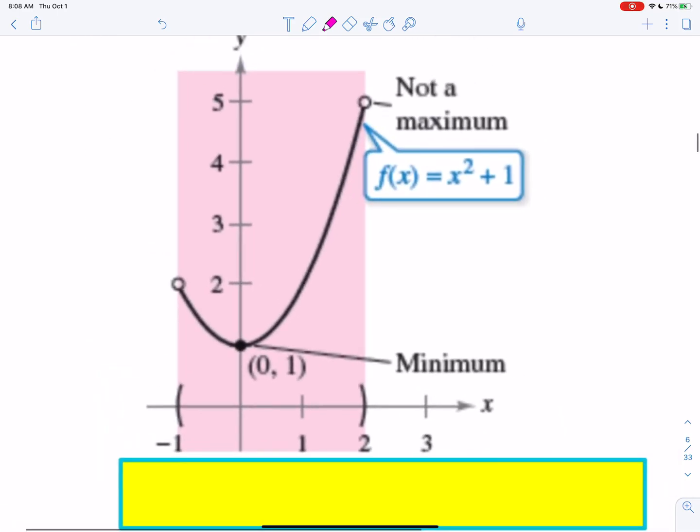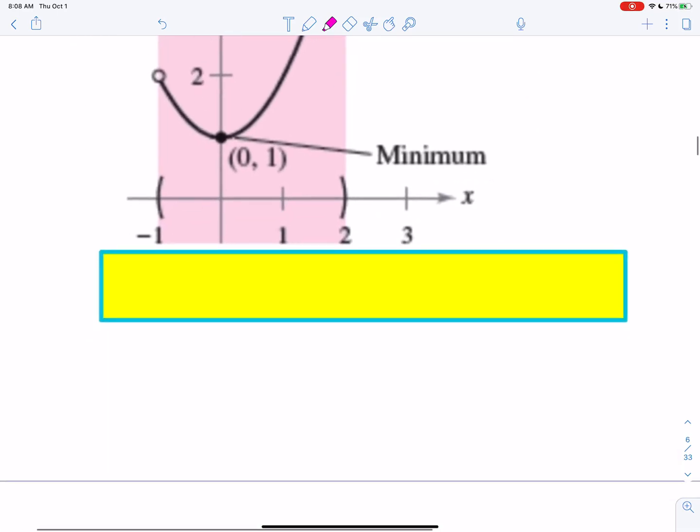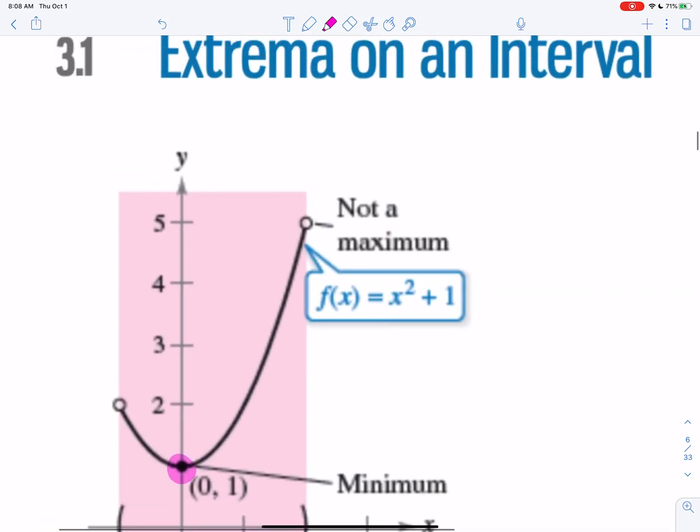Now here, we have a minimum. But notice how this graph is drawn a little bit differently. It's open at the end, okay? So the thing is, some people will argue that the maximum is right there, okay? Which then I would ask you, what would the maximum value be, right? And if you argued 4.9, I would tell you that no, it's 4.99.